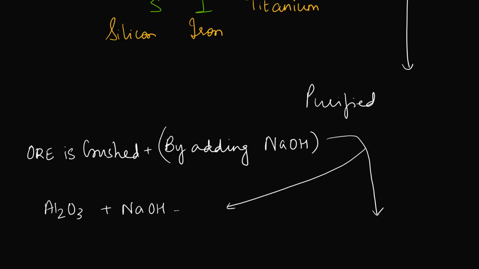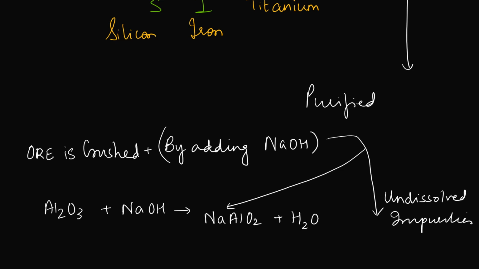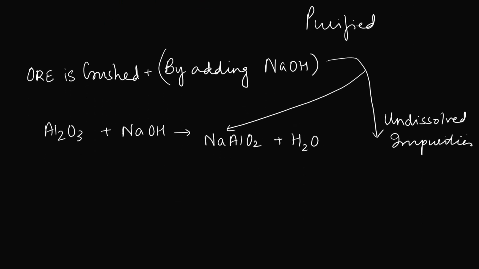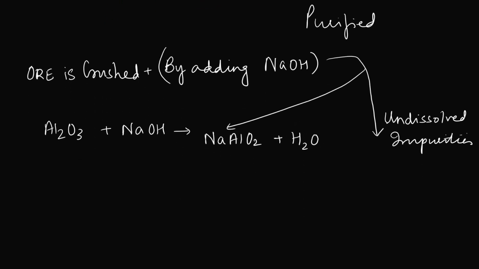Okay, and we get a compound called sodium aluminate, NaAlO2, plus we get water. Okay, and what does not dissolve are the impurities. So what remains undissolved are the impurities. So we are able to use filtration and remove these impurities. So these are removed by filtration, right?